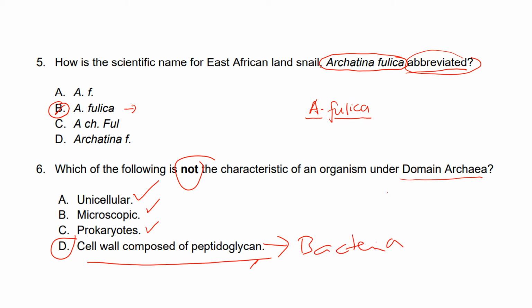Okay, so for organism under the domain Archaea, basically the cell wall are composed of different polysaccharides and also proteins. Okay, and with no peptidoglycan in the cell wall. So many Archaea cell wall are made up of polysaccharides, pseudomurein. Okay.